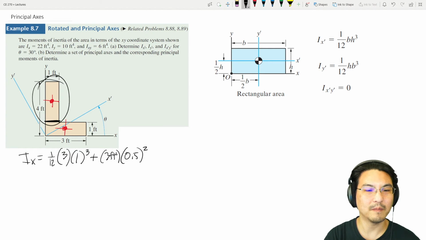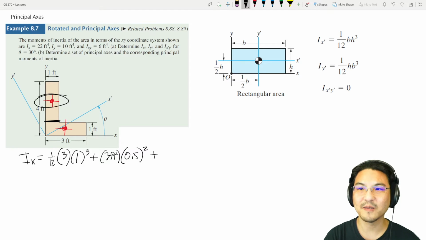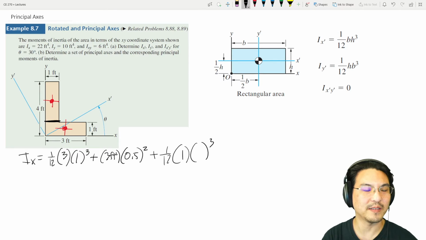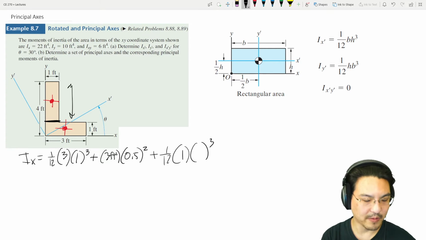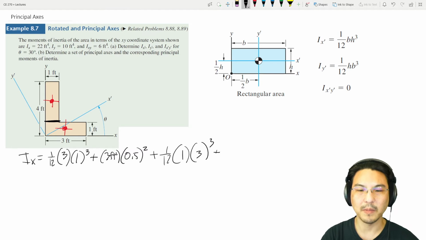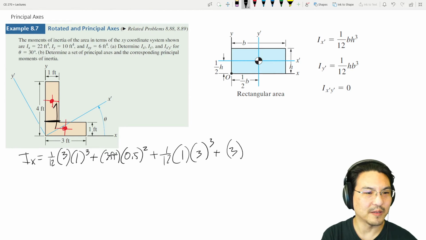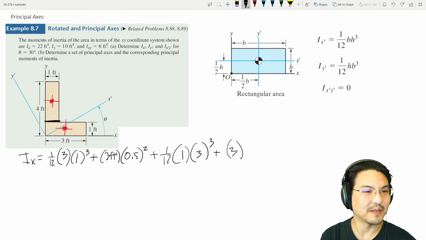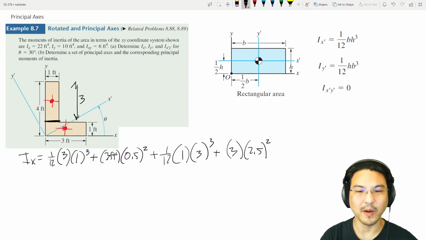Now this one. So about this axis, 1/12 base height cubed. So the base for that one is 1, height is 3, plus the area of this one, which is 3, times this distance squared, the distance between the parallel axes. Okay, so here to here is 3, so here to here is 1.5, so here to here is 2.5 squared.